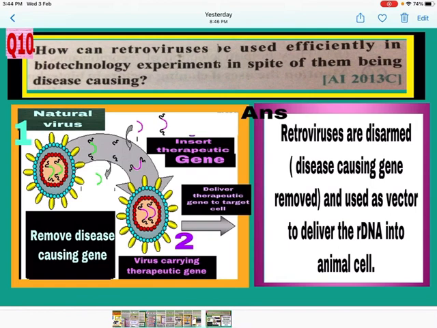As a result, what will happen? This retrovirus will not cause any disease but can deliver the gene of interest to target cell.